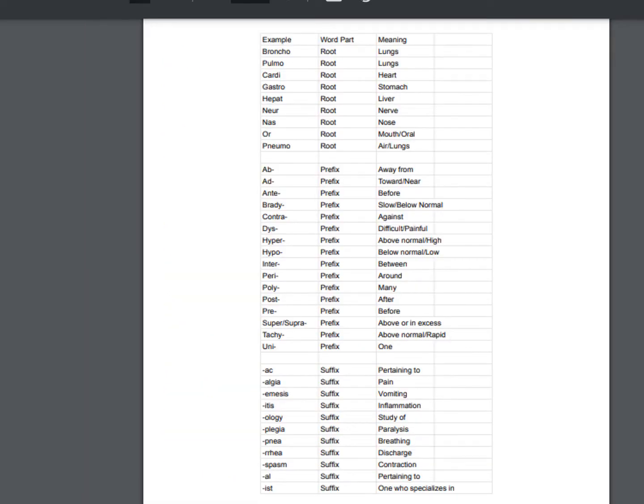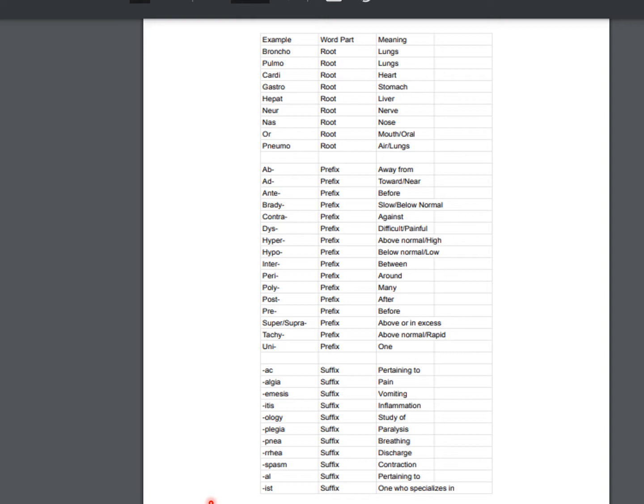Right here is a list of common roots, prefixes, and suffixes used in medicine. This list is found on page 100 of your textbook, so this is a word-for-word copy of that page. One prefix I want to add to this list that should be there is just the letter A, which is a prefix for "without."